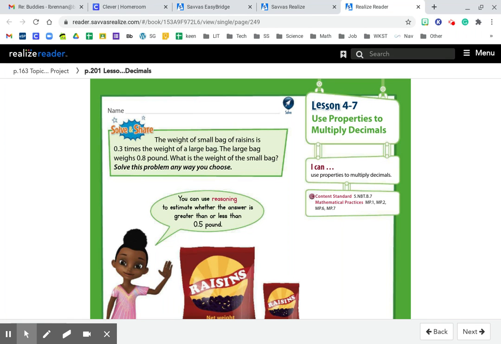All right, today we're doing lesson 4-7, use properties to multiply decimals. I can use properties to multiply decimals. The weight of a small bag of raisins is 3/10 of a time the weight of a large bag. The large bag weighs 8/10 of a pound. What is the weight of the small bag? Solve the problem any way you choose.